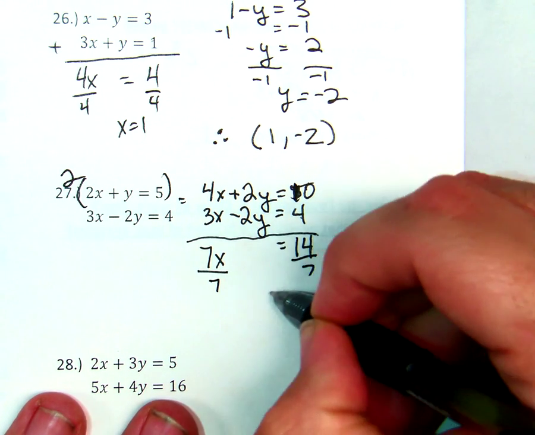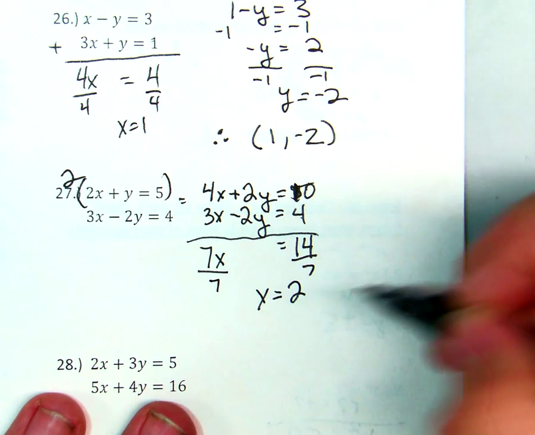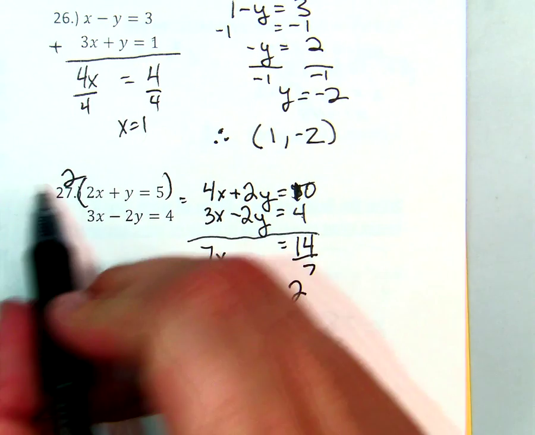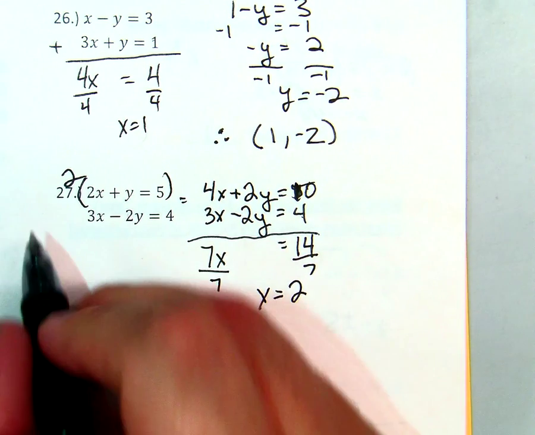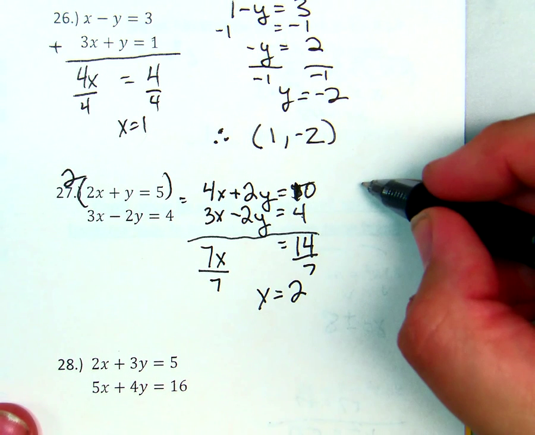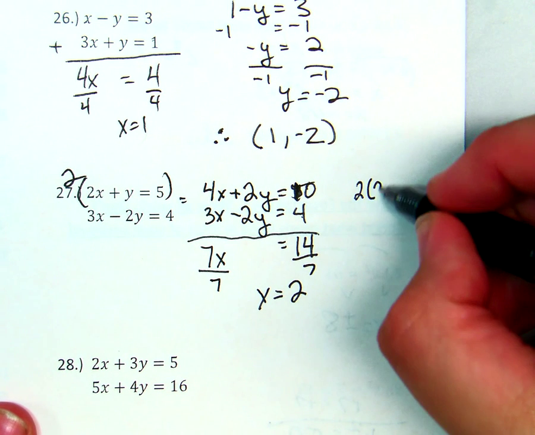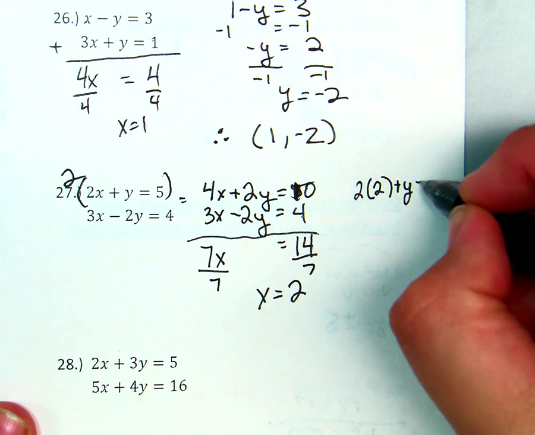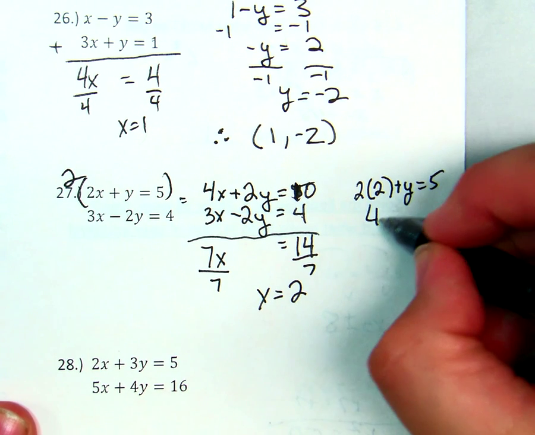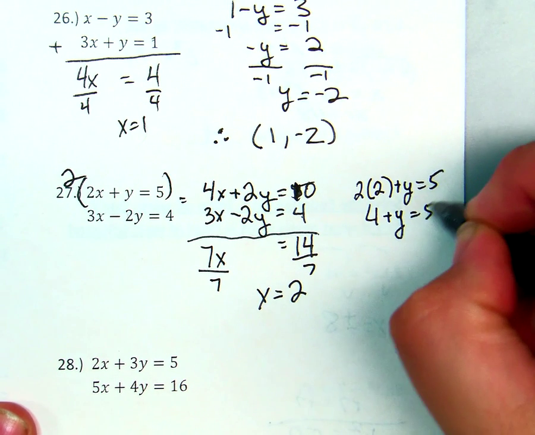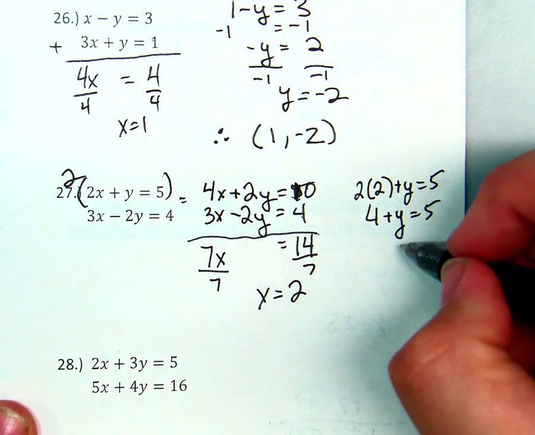Now I'm going to take the top one again, because I have to figure out my y value. 2 times 2 plus y is equal to 5. So 4 plus y is equal to 5. Well, 4 plus what equals 5? 1. y is 1. So therefore, the solution is 2 comma 1.